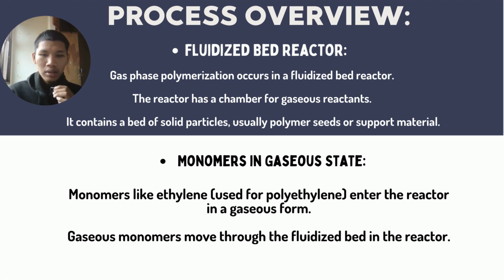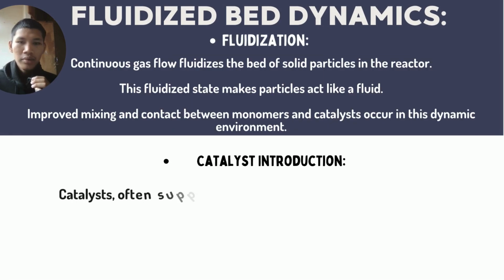Second is monomer in gaseous state. Monomers like ethylene, used for polyethylene, enter the reactor in a gaseous form. Gaseous monomers move through the fluidized bed in the reactor. Fluidized bed dynamics.